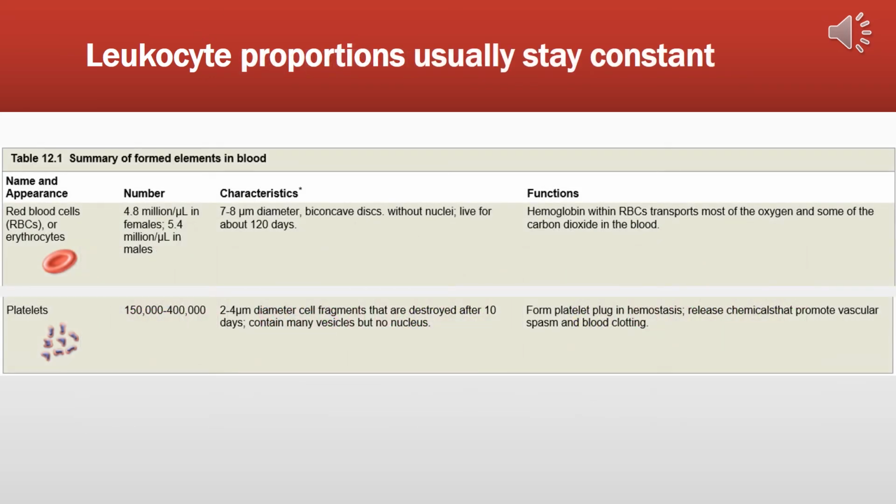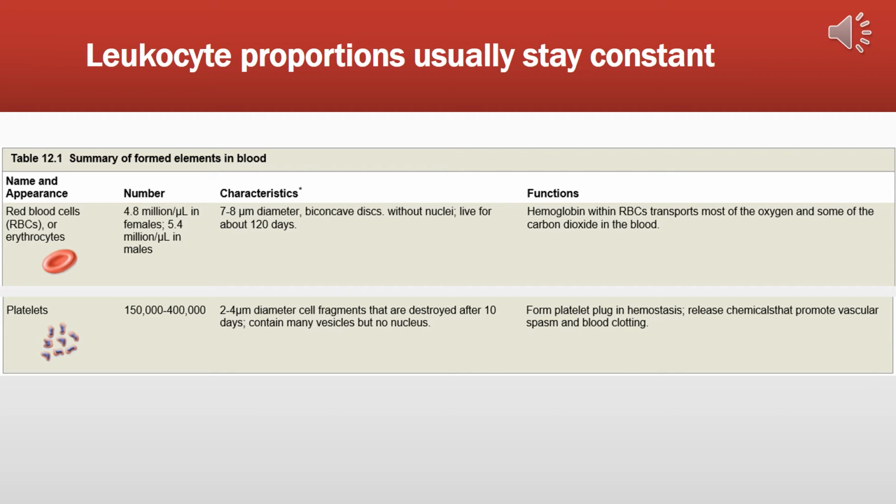Here's a chart from your book which shows the number, characteristics, and functions of the various formed elements in blood. I realize that the heading on this slide doesn't exactly make sense with what's being shown on this chart, but it's the heading from your book, which is shown before the book shows the chart. So I just put it up here so you could find this chart easier.